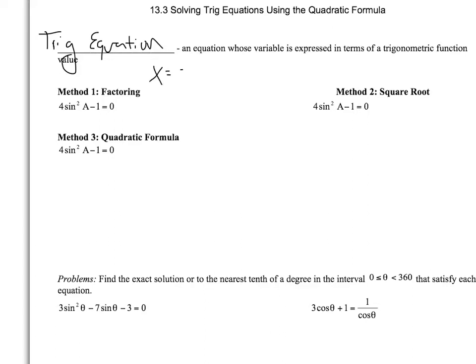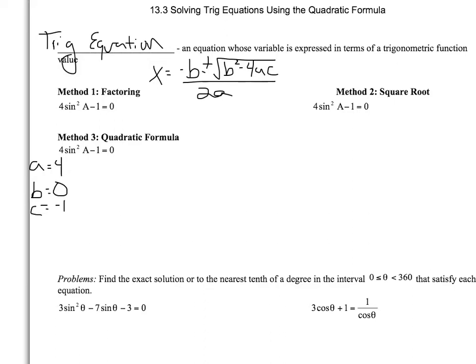X equals negative b plus or minus the square root of b squared minus 4ac, all over 2a. A is the number in front of the squared piece, b is the number in front of just the sine or the cosine, and c is the constant, or the number by itself. So for this particular problem, a is equal to 4, b equals 0 because there is no sine or cos theta, and c is equal to negative 1.